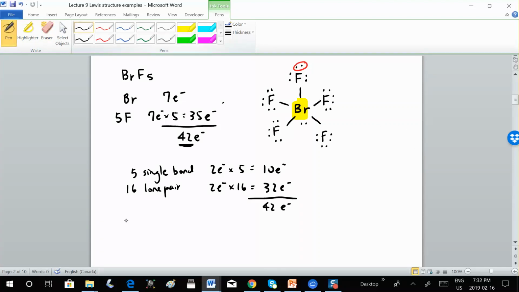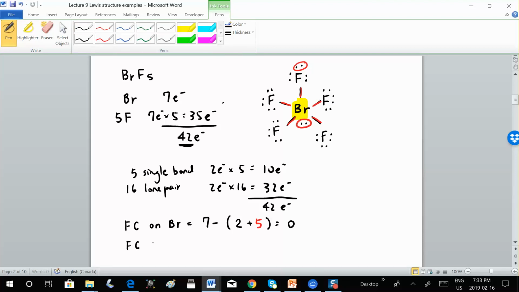The next step is to calculate formal charge. So formal charge on bromine: the number of valence electrons on bromine is 7, minus the number of non-bonding electrons. I see there's 1, 2. There are 2 non-bonding electrons on bromine, so I'm going to write 2. And there's a total of 5 bonds surrounding bromine: 1, 2, 3, 4, 5. So I have 5 here. So again, 7 minus 7 is 0.